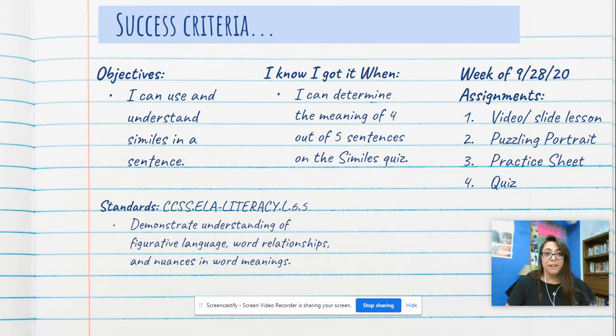Our success criteria for today is I can use and understand similes in a sentence, and I know I've got it when I can determine the meaning of 4 out of 5 sentences on the simile quiz, which brings us to this week's assignments. The assignments for this week are the video slide lesson, congrats, you're here, the puzzling portrait sheet, and your practice sheet. Once that is all complete, we will push out the quiz to you guys.